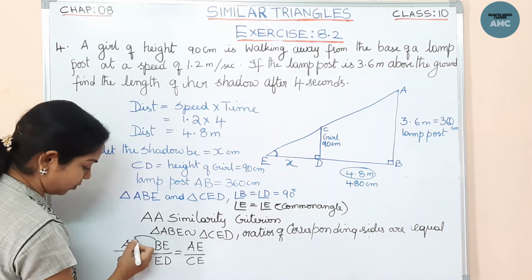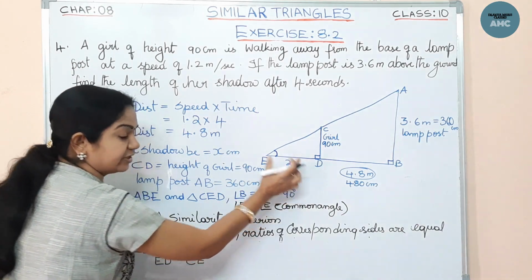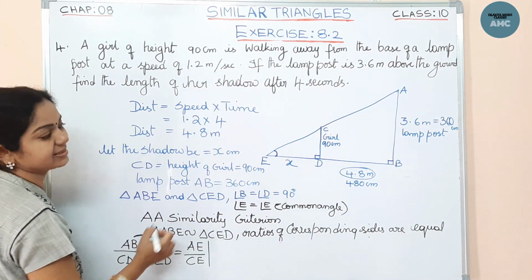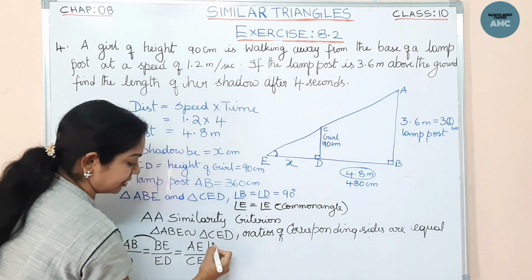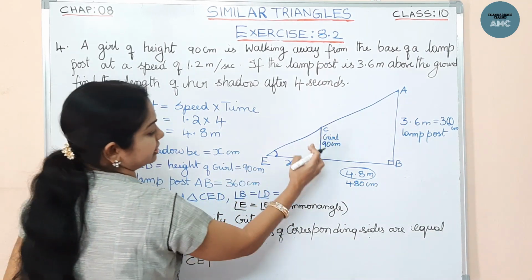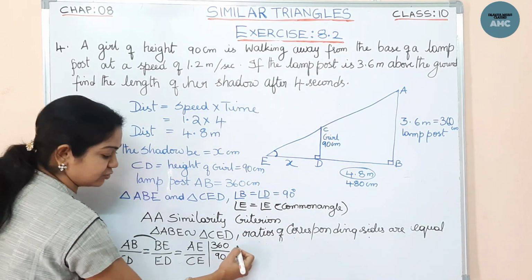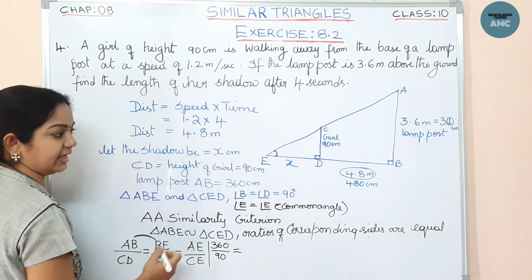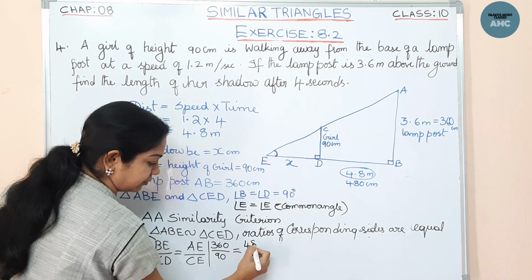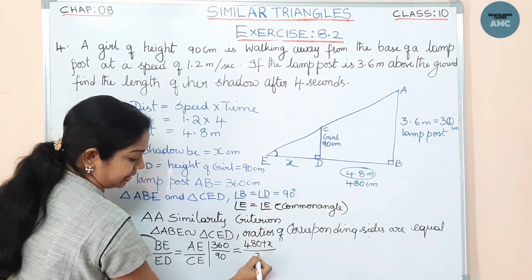So I have compared it. Only I am taking these two. Why? Because ED is the shadow which we need to find. So these two I'll take. For these two here, AB by CD. Now what is AB there? 360 by CD. CD value is given as 90. Now 360 by 90 comes to 4, isn't it? Now the BE value is 480 plus x here. 480 plus x divided by the ED value, which is the shadow x.